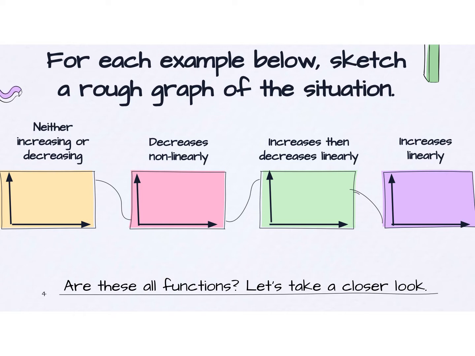So welcome back. For each of the examples below, we're going to sketch a rough graph of the situation as it's described. This first one in the yellow, we have a graph that is neither increasing nor decreasing, which would mean our graph would look something like that. Straight across, it is not increasing or decreasing at all.